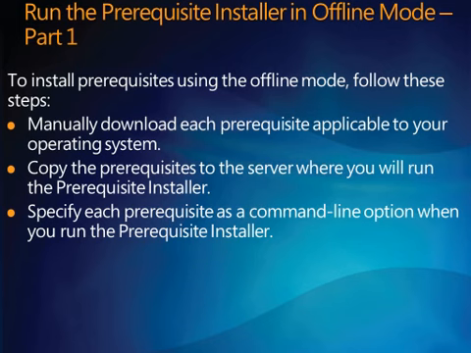To install prerequisites using the offline mode, follow these steps. Manually download each prerequisite applicable to your operating system. Copy the prerequisites to the server where you will run the prerequisite installer, and then specify each prerequisite as a command line option when you run the prerequisite installer.